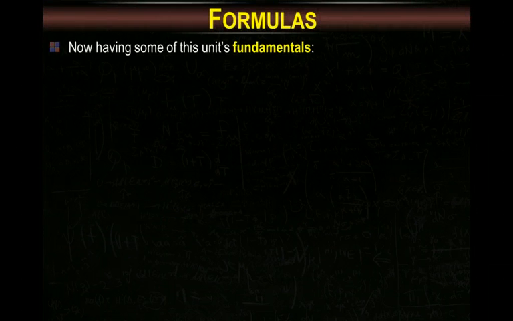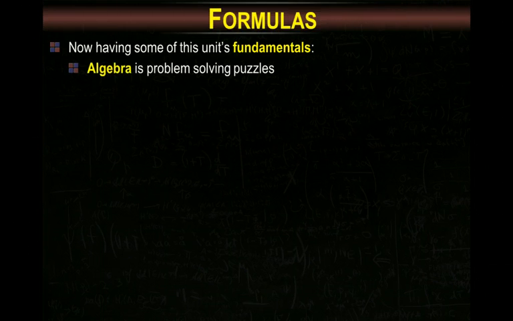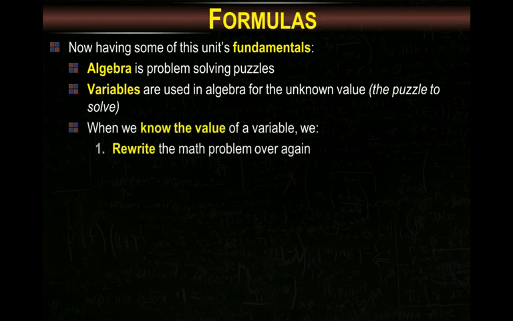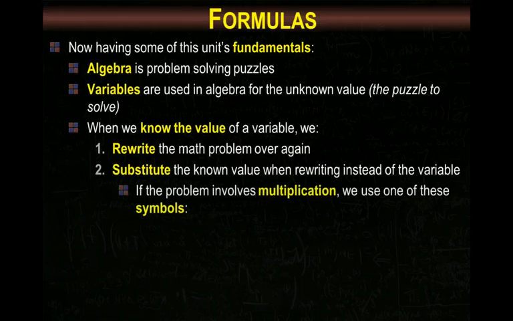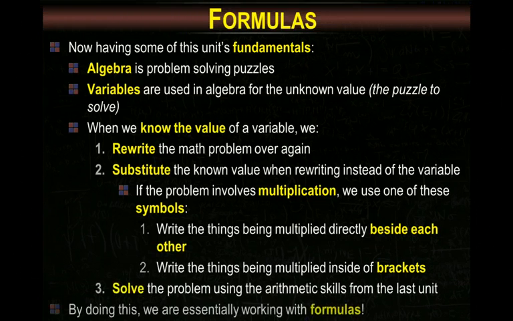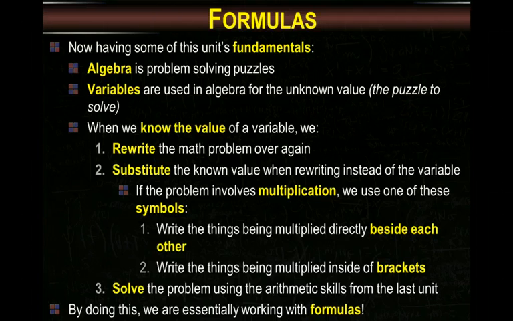All right. So now that we've got that, that was the hard part, the multiplication part. We can now start working with something called formulas. So let's take a look at the word. The word formula comes from the word form, okay? Algebra is solving puzzles. Variables are used when solving the puzzles to represent the unknown. If we know the value, we rewrite it, substituting the value. If it involves multiplication, we either write them beside each other or use brackets, and then solve it. Those are your steps.